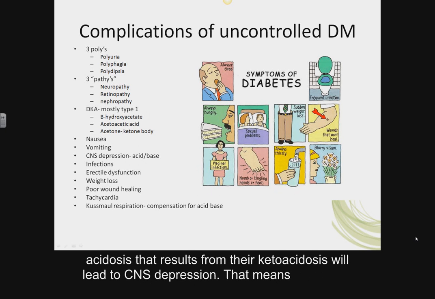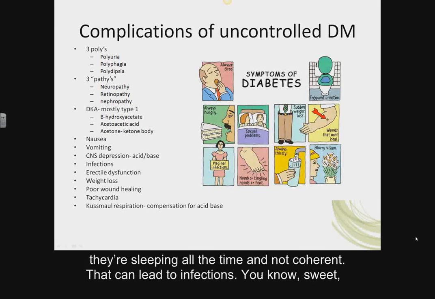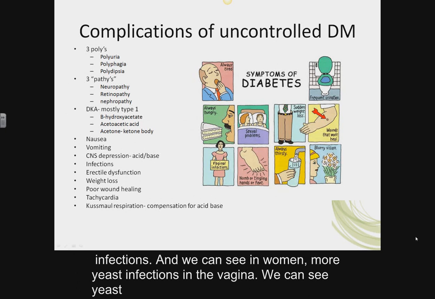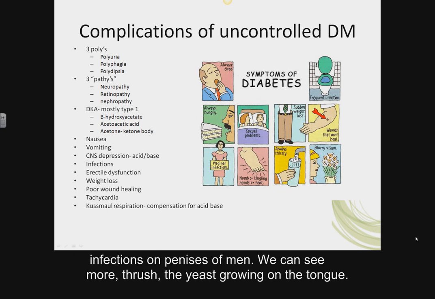The uncontrolled diabetic can also have severe nausea leading to vomiting. The metabolic acidosis that results from their ketoacidosis will lead to CNS depression. That means they're sleeping all the time and not coherent. That can lead to infections. You know, sweet sugary blood, think about this. It most certainly is going to promote bacterial and fungal infections.